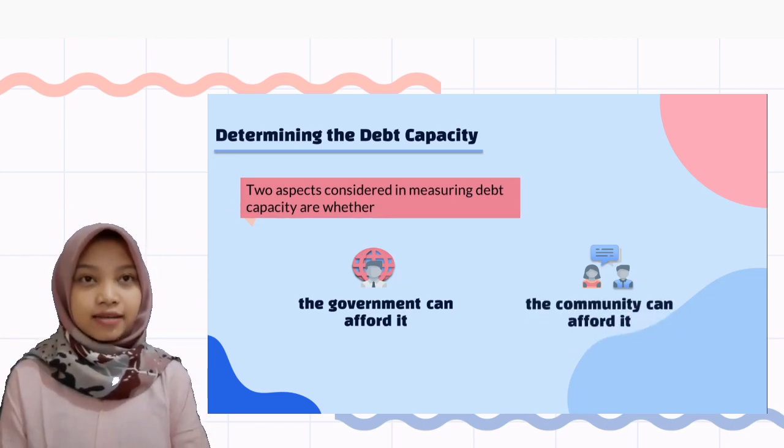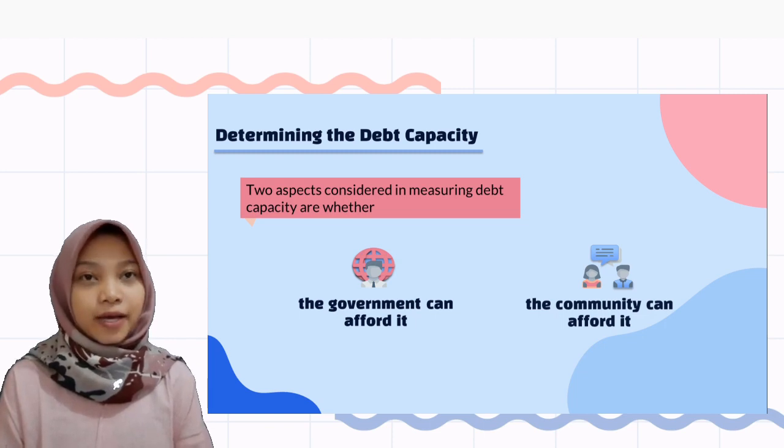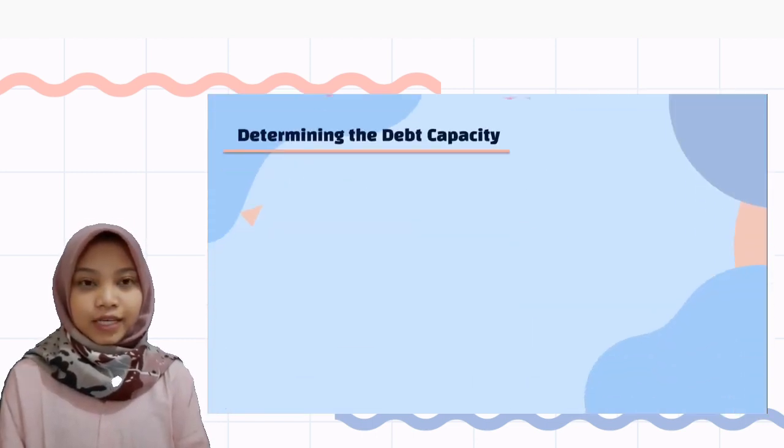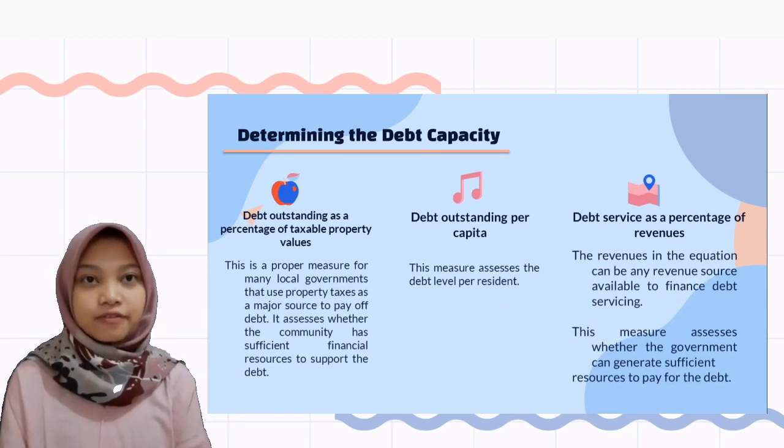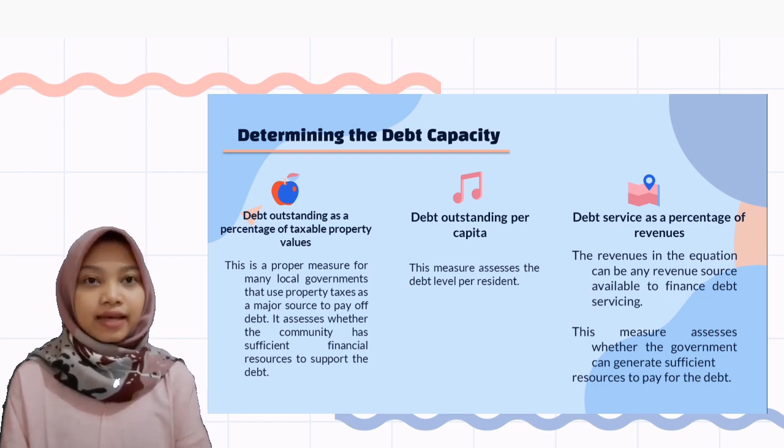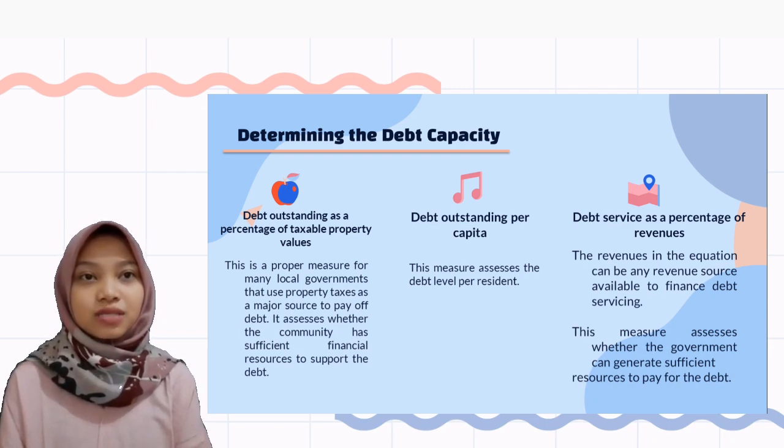Next, determining the debt capacity. Two aspects considered in measuring debt capacity are whether the government can afford it and also whether the community can afford it. And the steps are: first, debt outstanding as a percentage of taxable property values. This is a proper measure for many local governments that use property taxes as a major source to pay off debt. It assesses whether the community has sufficient financial resources to support the debt.